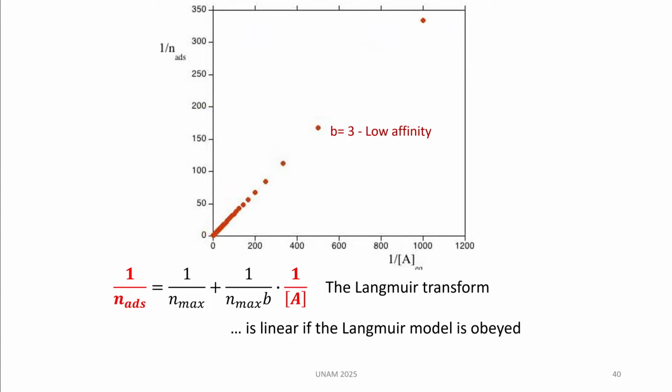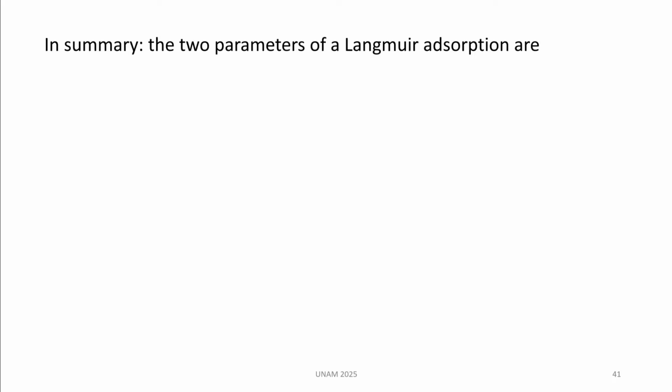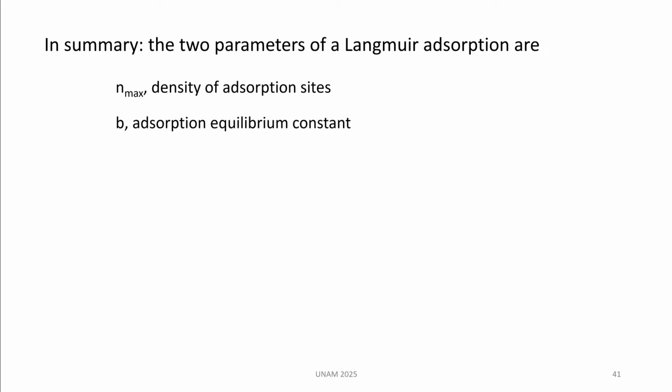So the Langmuir transform will look like this. In this case, 1 over n max is very small. It's very close to 0. So we have a simple model that depends on simply the number of sites per square meter and the adsorption strength.